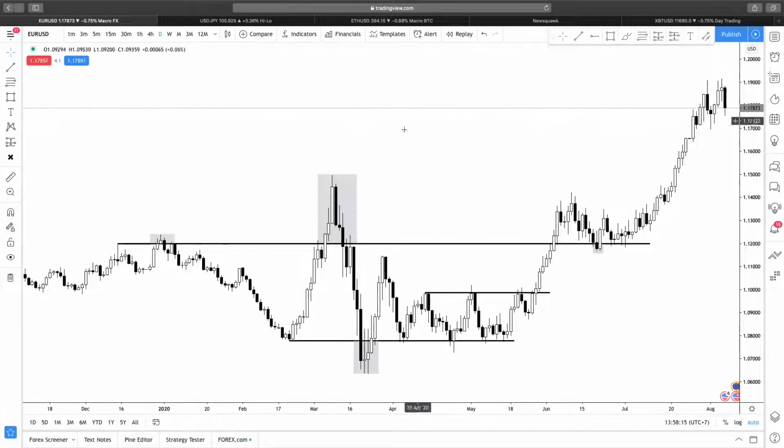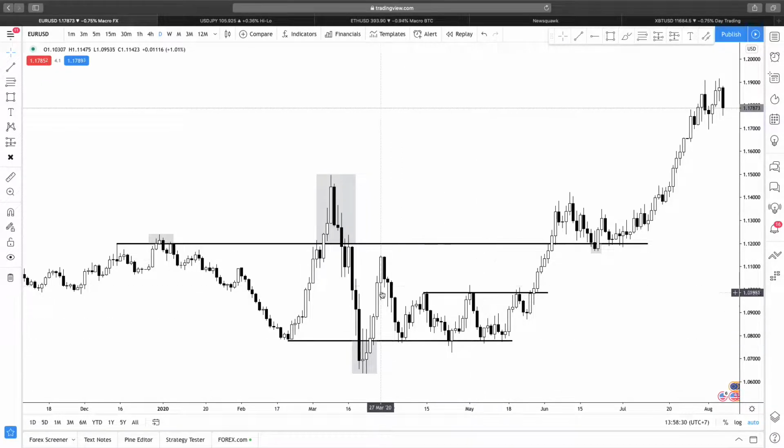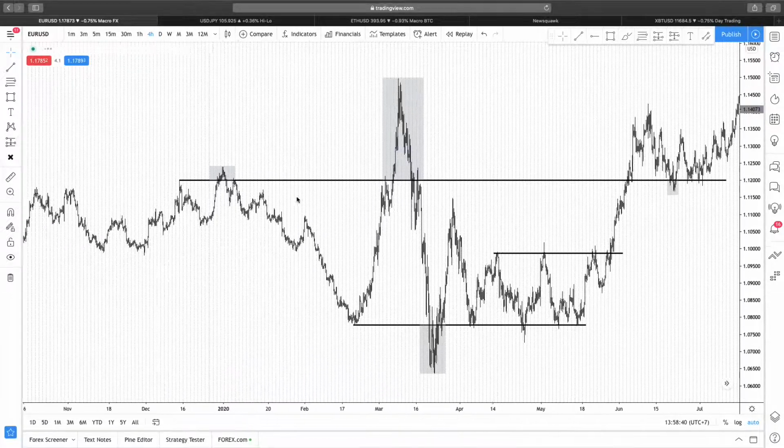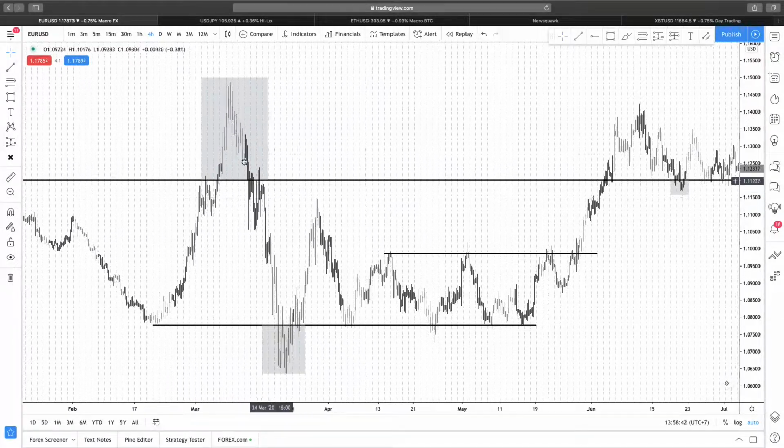Most important thing we focus on today, though, is resistance. Resistance becomes support. Trades away. Support, support, support, support. Resistance, resistance, resistance becomes support. Trades away. Now, let's drop to H4, leaving our levels on.